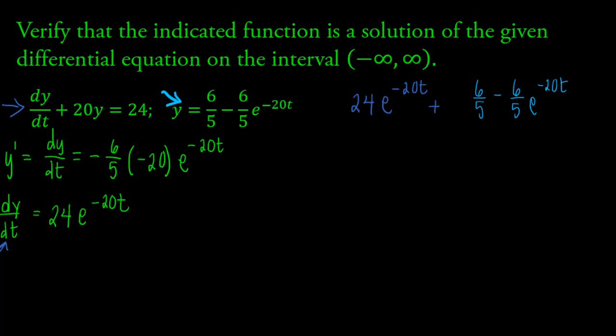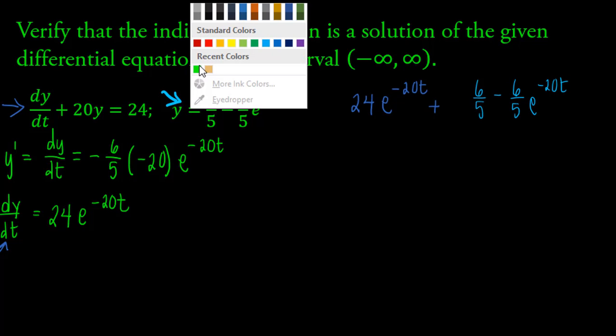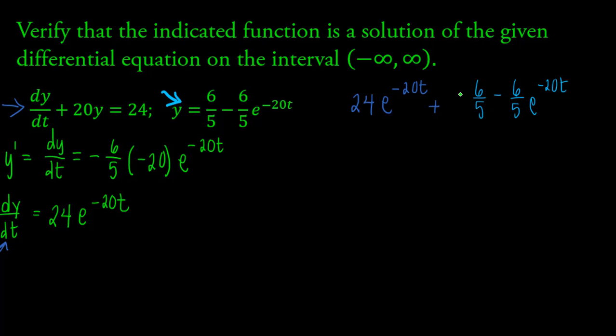But don't forget what was originally there. We had our 20 multiplied by this entire term, which again, this is y. And we want to show that this is equal to 24. So let's work through. So we have 24 e^(-20t).